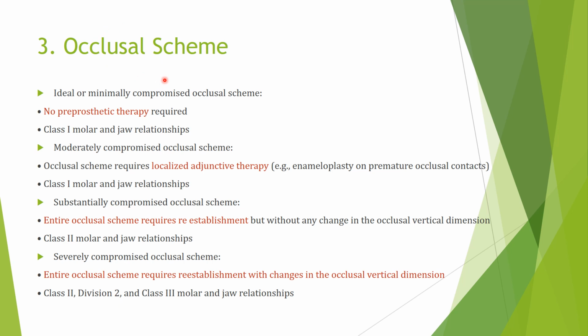Coming to the occlusal scheme, which is the third one, in a minimally compromised case, no prosthetic surgery is required on any of the occlusal areas, and it's a class 1 molar relationship. In moderate, you might get some enameloplasty or premature contacts. In a substantially compromised scheme, the entire occlusal scheme may require reestablishment. In a severely compromised occlusal scheme, you might get some changes in the occlusal vertical dimension, and it can be a class 2.